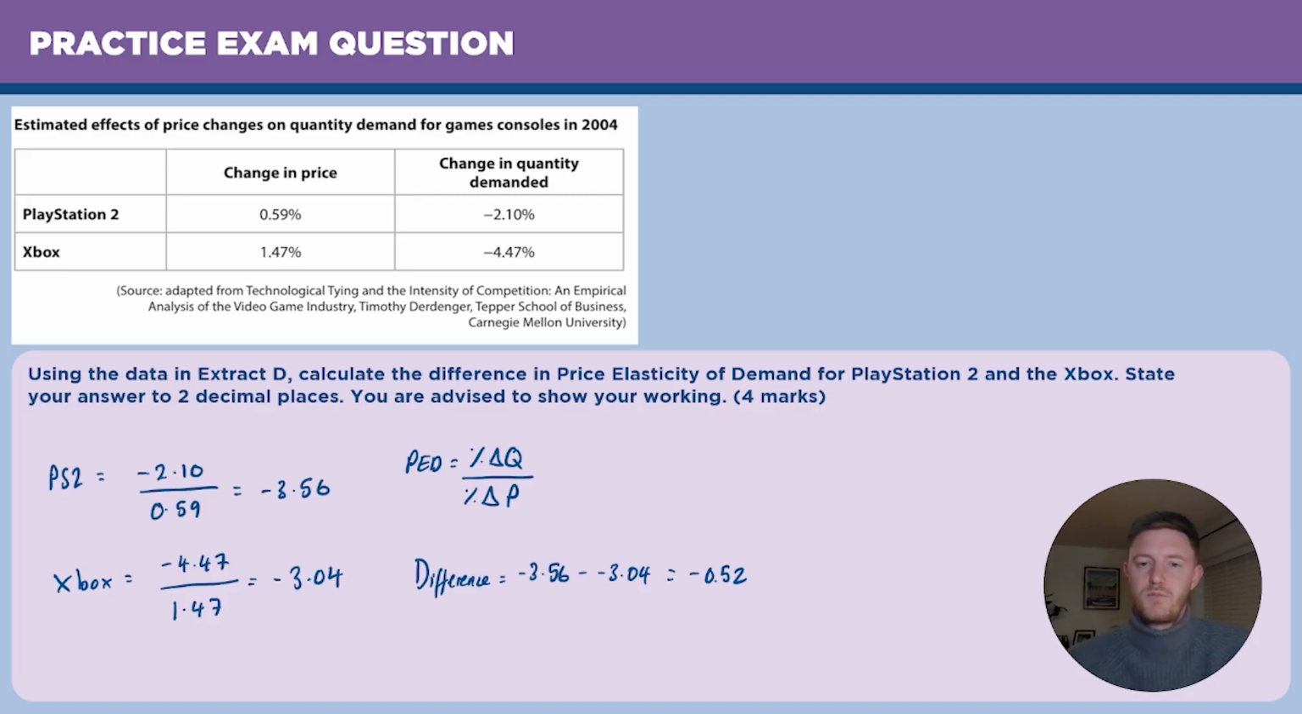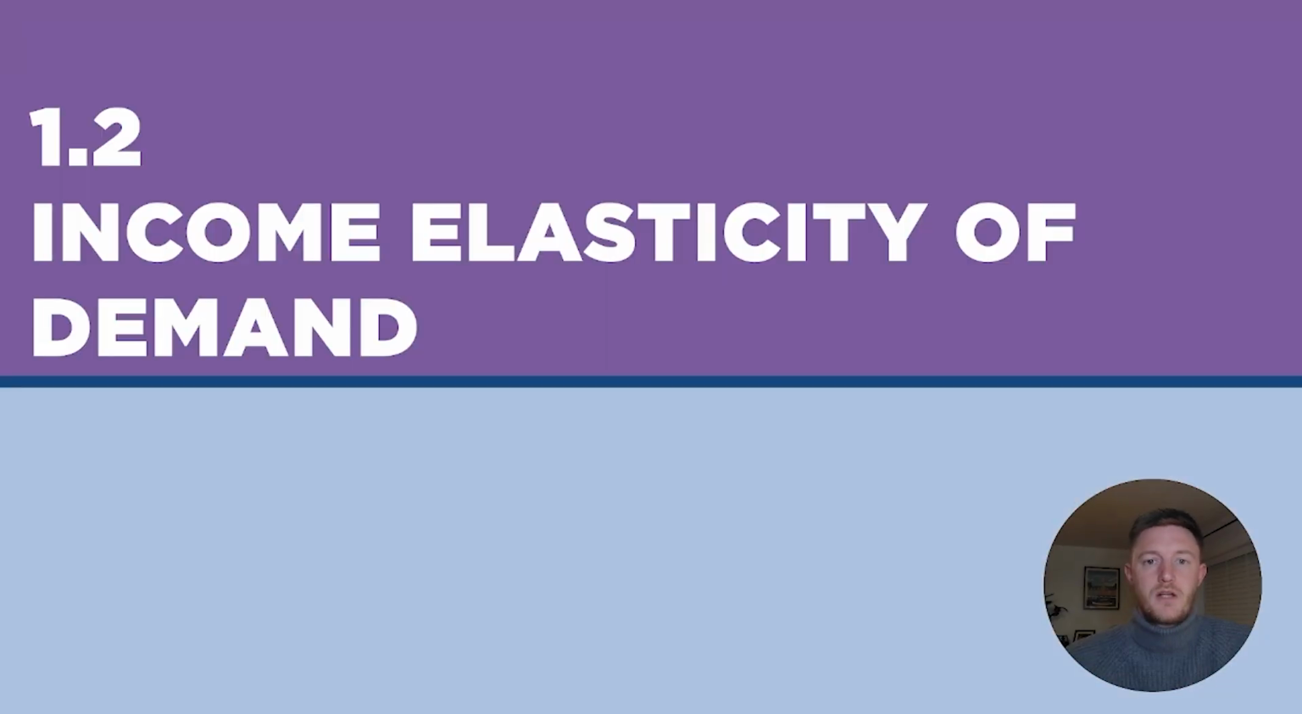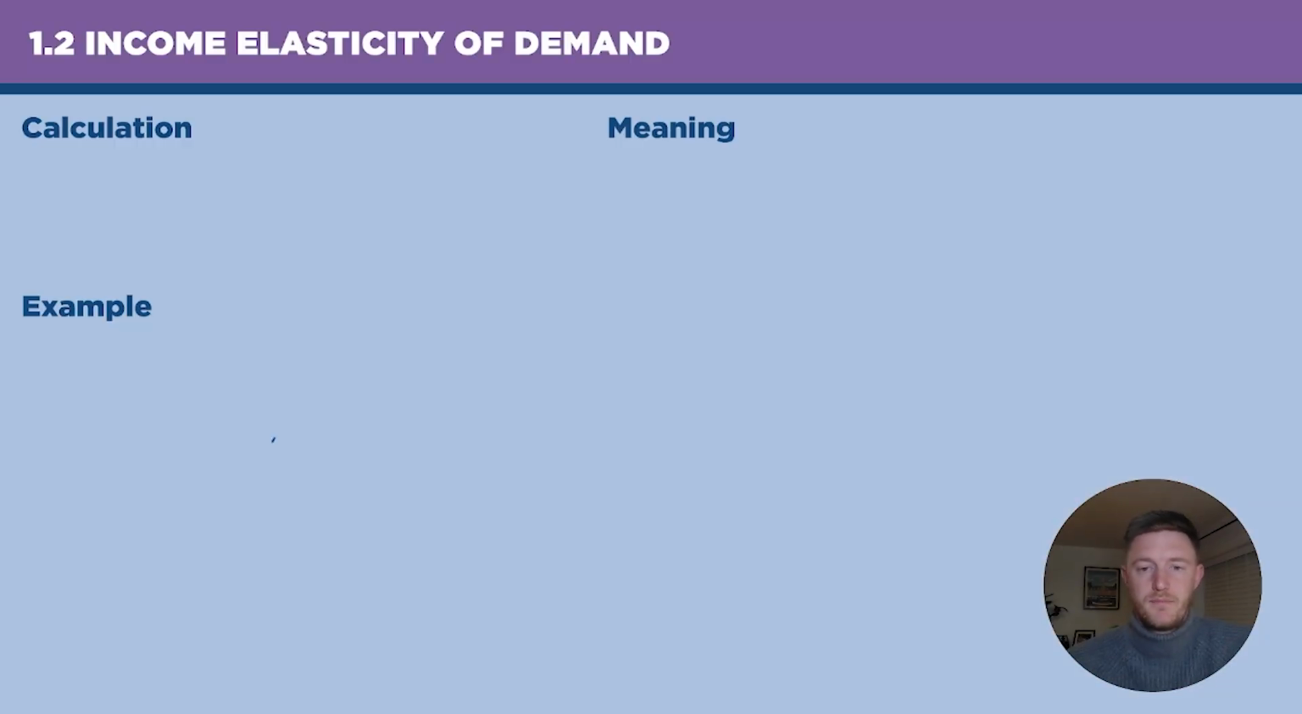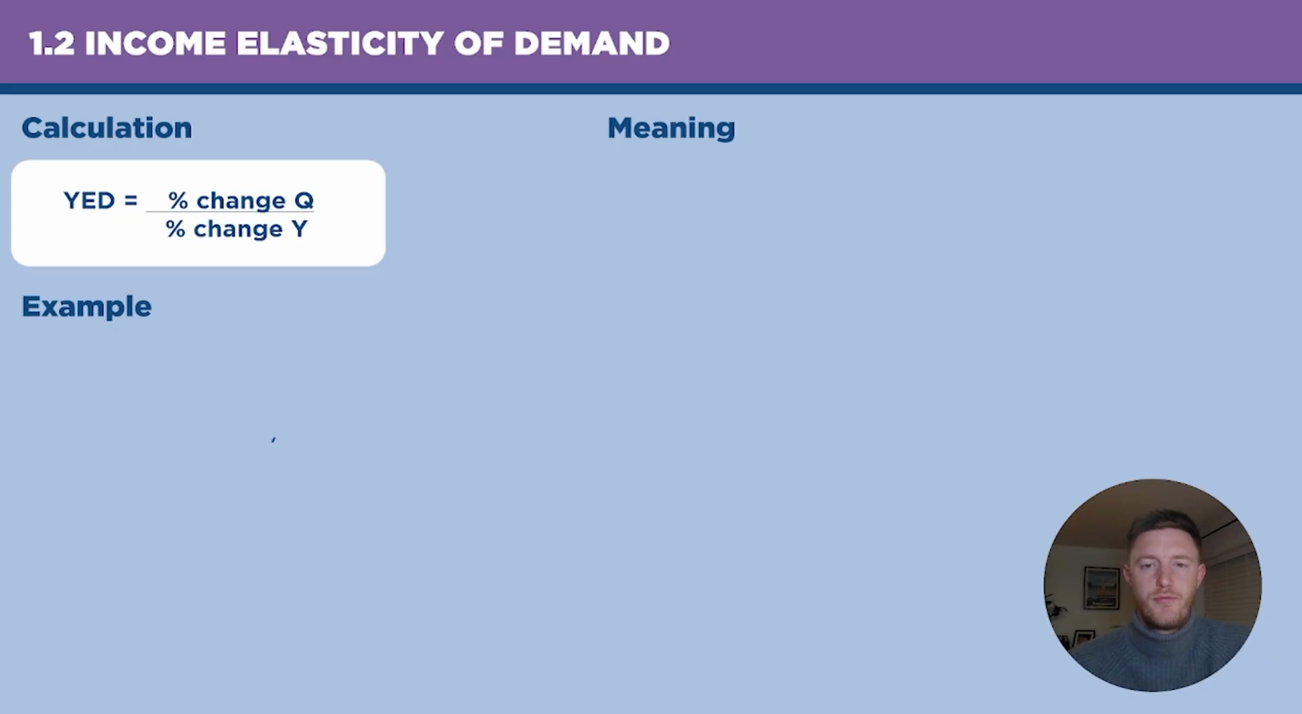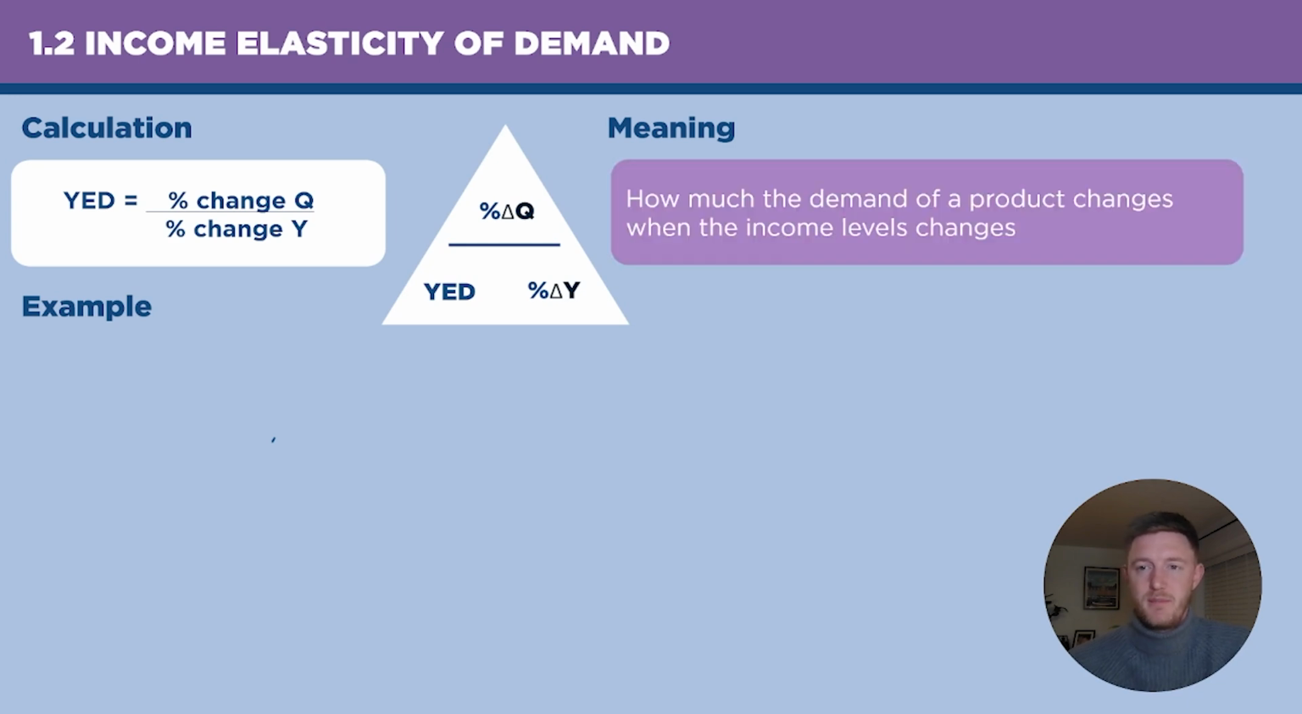Hopefully that one's pretty straightforward, but definitely look at past exam question papers for that. I mentioned how you can do that with the question grid. For income elasticity of demand, the calculation is exactly the same. I know Q before Y isn't really a thing. You just swap the P for a Y. The triangle's the same as well, and the meaning is the same. But instead of being about how much price changes, it's about how much income levels change. So how much the demand for a product changes when income levels change.